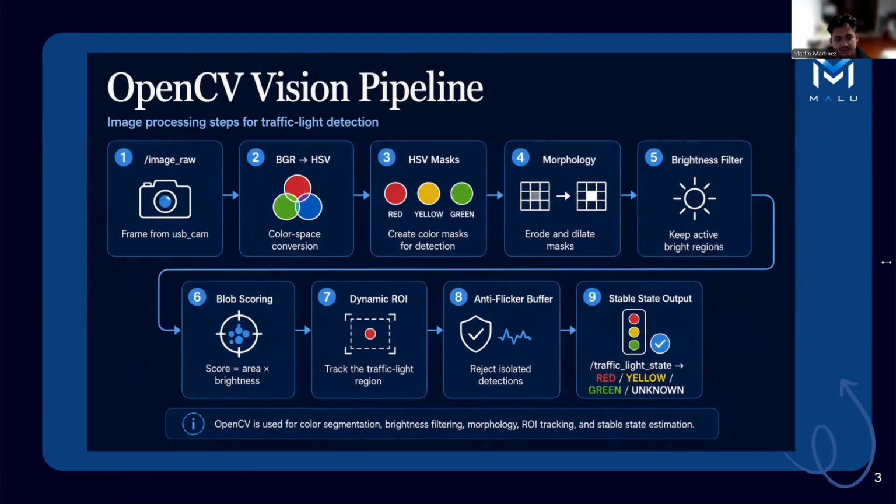This pipeline starts with the image from image raw. Each frame is converted from BGR to HSV, then separate HSV masks are applied for red, yellow, and green. A brightness filter is also used to focus on the light that is actually active instead of detecting only the plastic color of the traffic light lens. After that, erosion and dilation are applied to clean the mask. The algorithm detects candidate blobs and scores them using area multiplied by brightness. The final output is a stable red, yellow, green, or unknown.